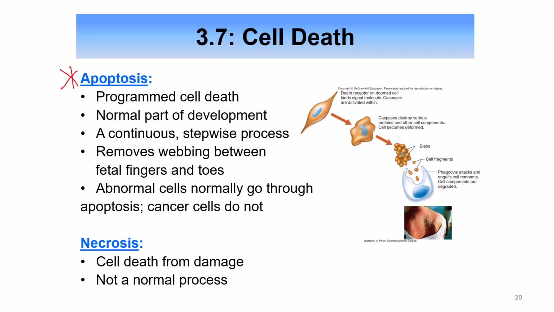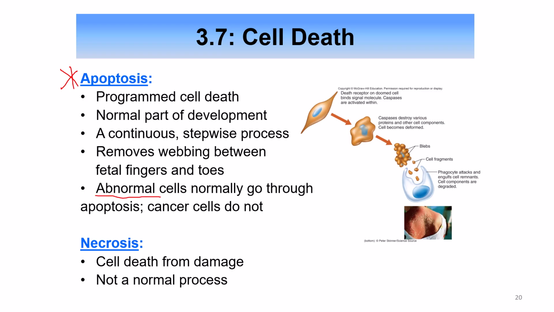Apoptosis is the programmed cell death. Now it's actually a normal part of development. What happens is in the fetus, there is webbing between the fingers and toes. And so apoptosis is when these cells that make up this webbing end up dying. Now, apoptosis is also to get rid of abnormal cells. And so here the cell should go through this apoptosis if it knows that it's abnormal.